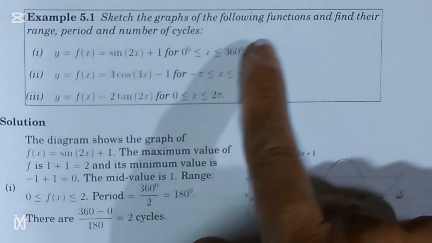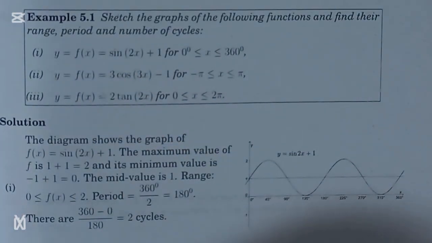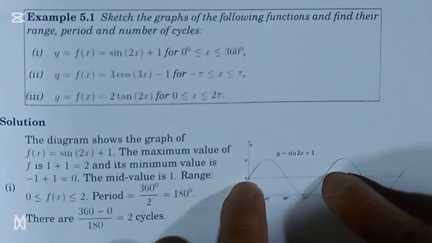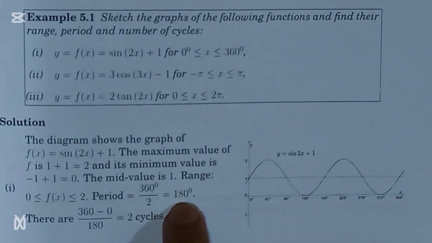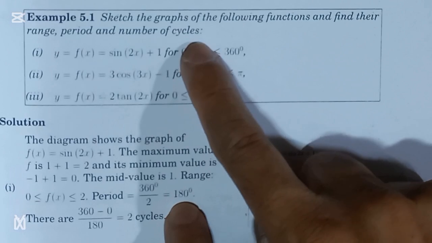The next thing required in the question is the period. Look now, from this point to this point, the period is 180 degrees. And the final thing is the number of cycles.